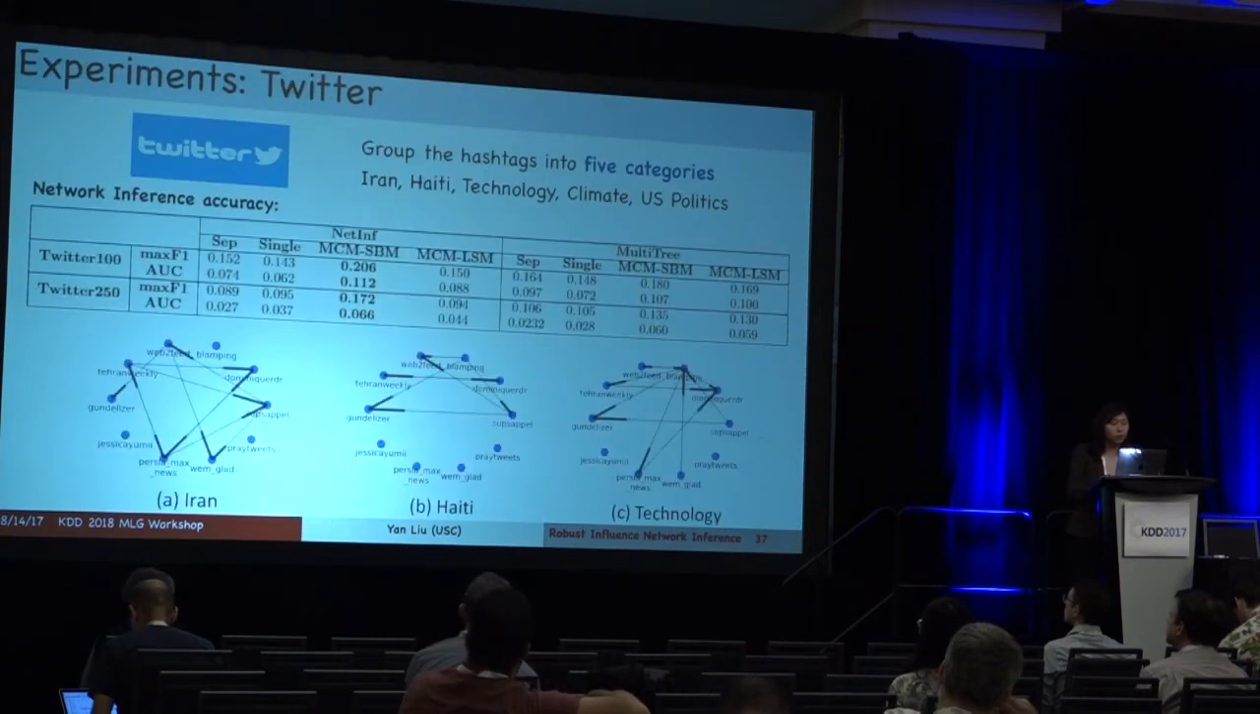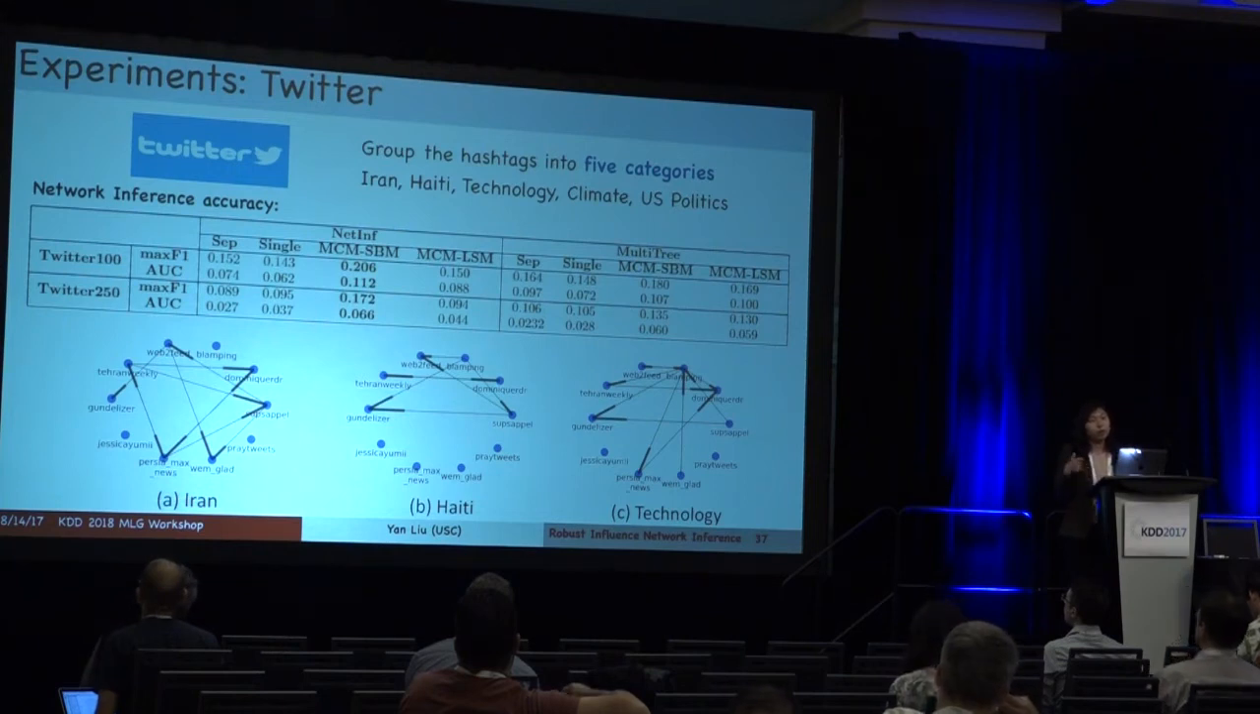So we did this for the Twitter data set, where we were able to get tweets on 5 different categories: Iranian, Haiti earthquake, technology, climate, and US politics. And then we were able to jointly infer the diffusion networks for each individual topic.